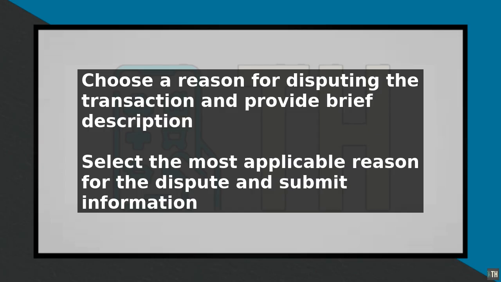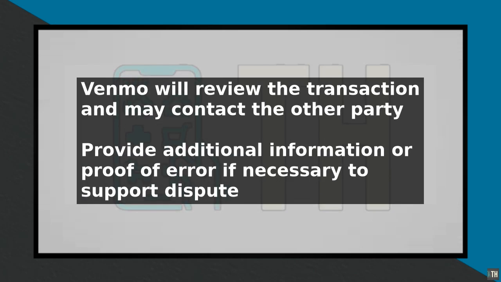You may be asked to provide proof of the error, such as a receipt or a bank statement. Make sure to review the information carefully before submitting the dispute. Once you have submitted the dispute, Venmo will review the transaction and may contact the other party involved.